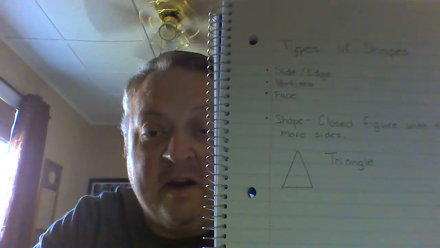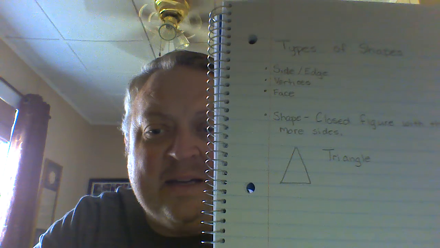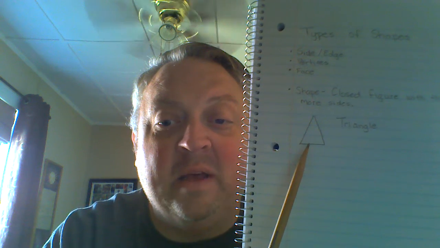So when we look at that triangle right there, how many sides do we see on a triangle? Well, when I look at it, I have 1, 2, and then the bottom is 3. So underneath the word triangle, I'm going to write 3 sides, S-I-D-E-S. All right. So I've got 3 sides there.